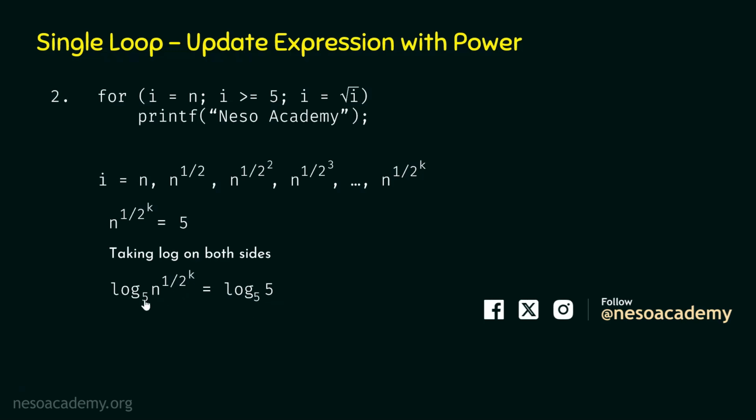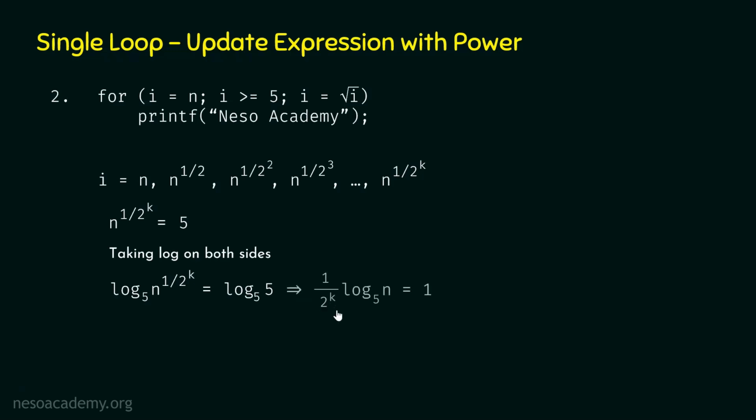And here we can apply the logarithmic property: log a power b base c is equal to b times log a base c. So we will get (1/2) power k times log n base 5 here. So we can rewrite this equation as (1/2) power k times log n base 5 equal to 1. We can bring this 2 power k to the RHS. We will get 2 power k equal to log n base 5.